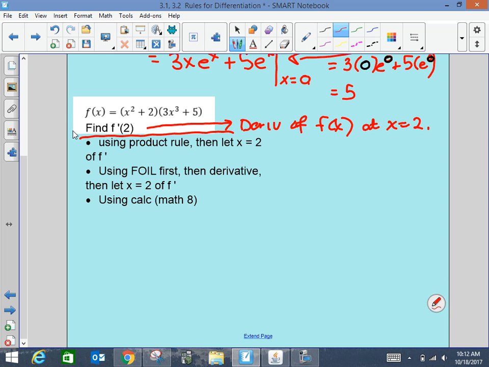So, first dot. Using the product rule, then let x equals 2. So f prime of x, product rule.